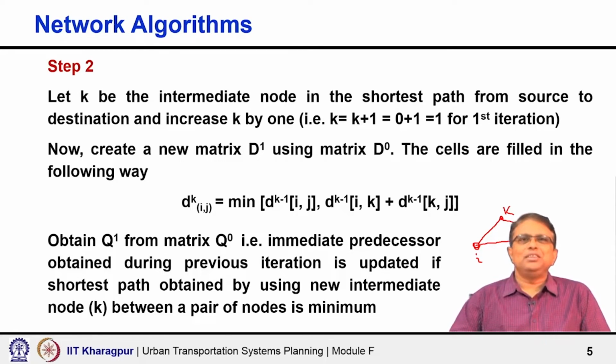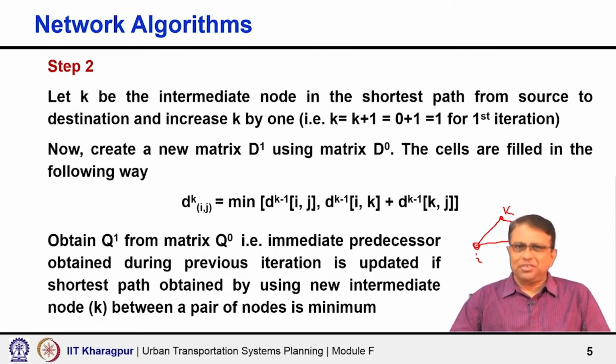So now my d k i j will be d k-1 i to k plus d k-1 k to j. The addition, or the total distance, will be my new shortest distance from i to j as far as we have explored, and till the kth iteration, that is the best value.